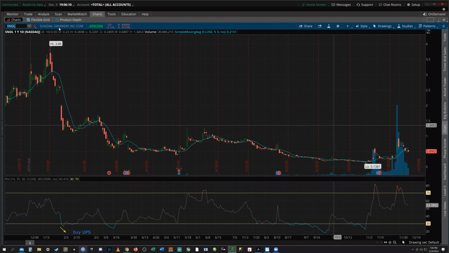Sundial Growers? Yeah, I think so. So that goes into your fundamental analysis. We know that marijuana is likely going to have less regulation with the federal government, and state legislators are allowing recreational use. So would this make sense, that this is going up and there's more volume? Yes, that makes total sense.